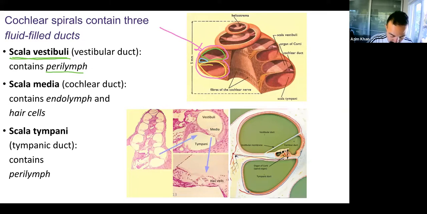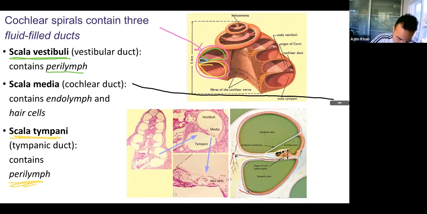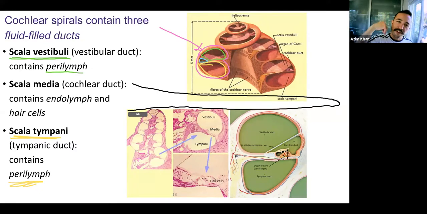I'm going to skip down to scala tympani, the one I did in yellow. Scala tympani, the lower compartment, tympanic duct, this also contains perilymph. What that means is, because of this spiral, if I were to unravel this snail shape, if you can see my drawing over here, it's kind of like, imagine a tongue rolled up and then you unfurl that tongue, or like a fruit roll up, you unroll the fruit roll up.